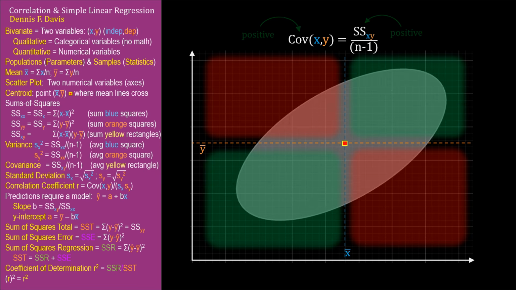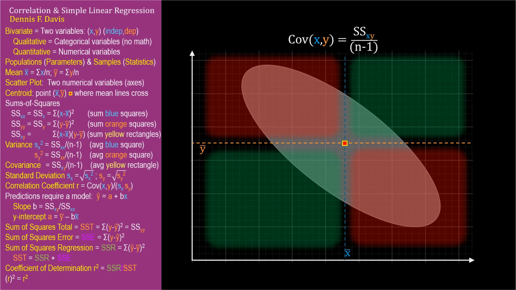When a data set has a downward trend, most of its data points will be in the two red quadrants, since the data points have a downward trend. And their many rectangles will outweigh the relatively fewer positive rectangles from the green quadrants, and the sum of squares xy will be negative. And dividing by n-1 to get the covariance doesn't change the sign, so the covariance will be negative. So that's why a positive covariance means a positive correlation, and a negative covariance means a negative correlation.